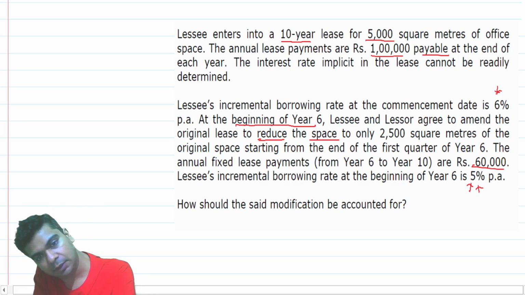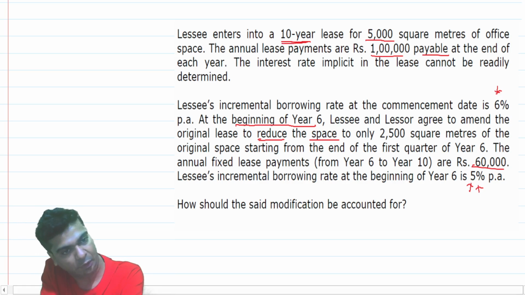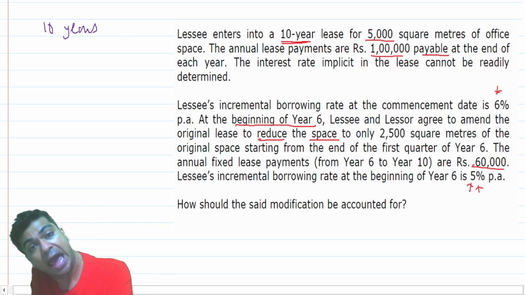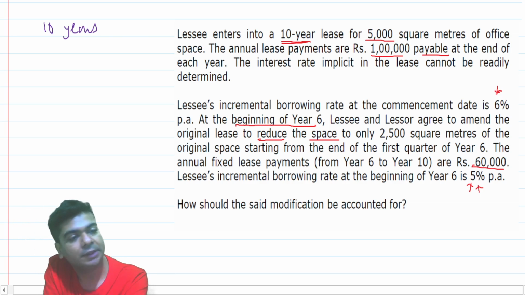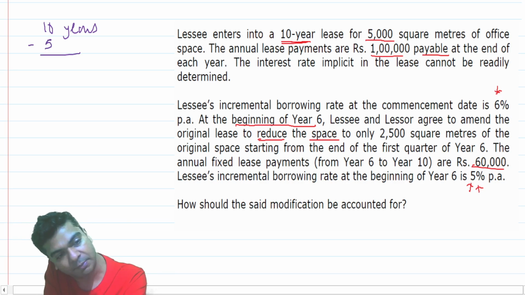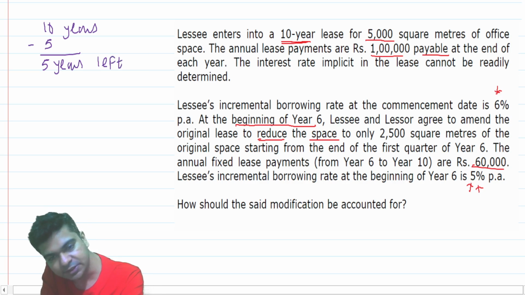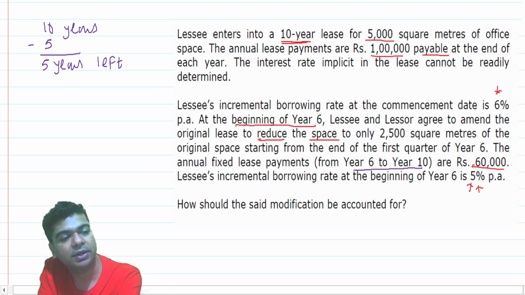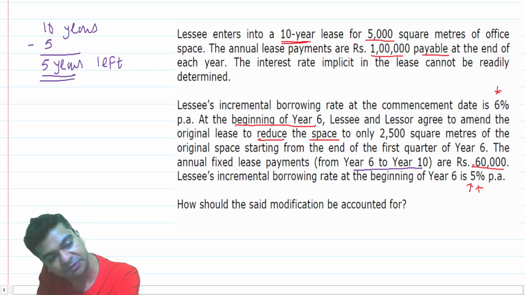Please understand, it's a 10-year lease, right? So originally it is turning out to be 10 years. Then they are saying at the beginning of year 6, as we are saying, it is as good as end of the 5th year. So 5 years have already gone by. So 5 years are left. And now they are saying that from year 6 to year 10. Now year 6 to year 10 is nothing but these 5 years.